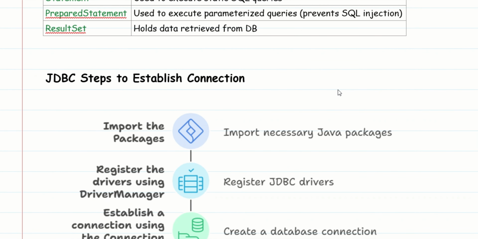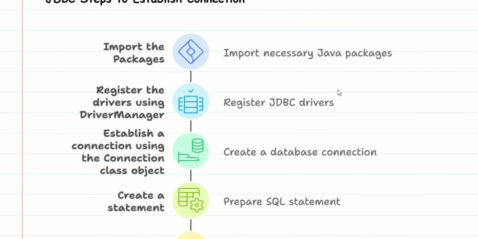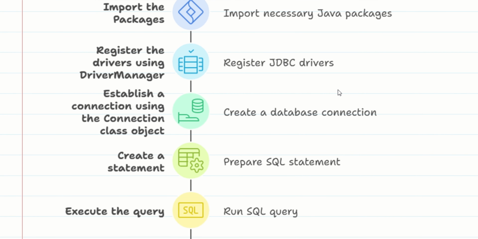So let's see the JDBC steps to establish a connection. First, you need to import the necessary Java packages for building connections and doing all the database related activities. Then register the driver using DriverManager. Each database, like MySQL or Oracle, has its own drivers, so you need to register that. Then establish the connection using a Connection object. Again, for each database, we have a separate URL. Using that, we need to build the connectivity.